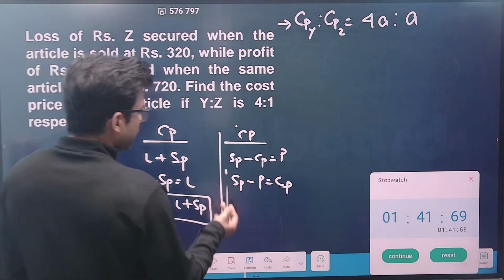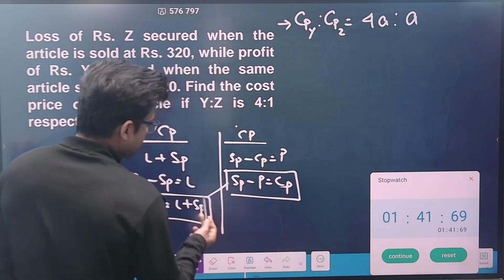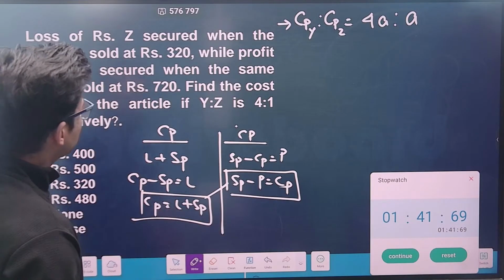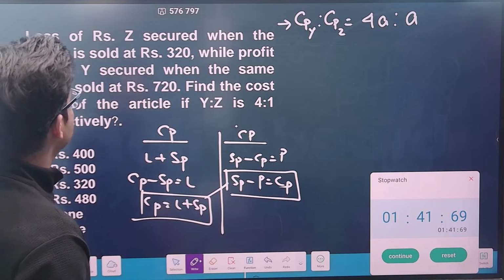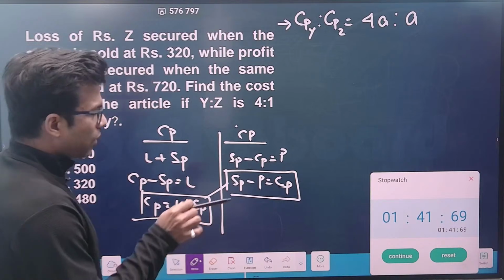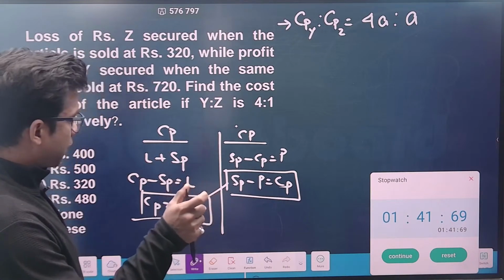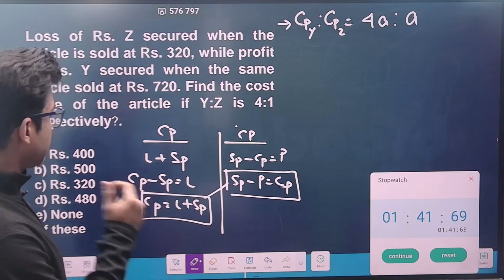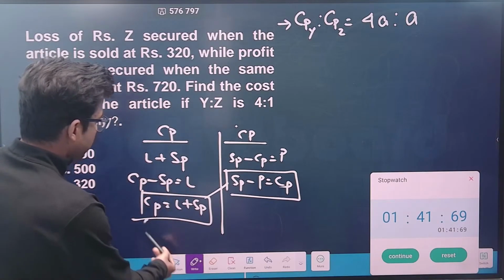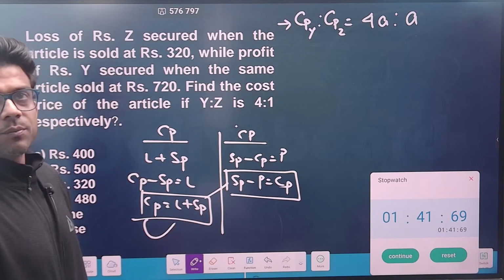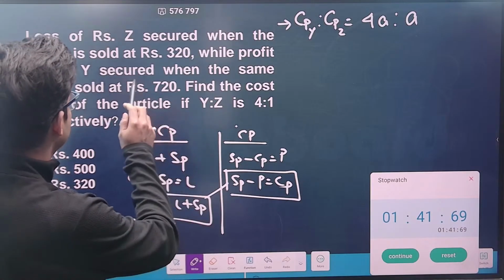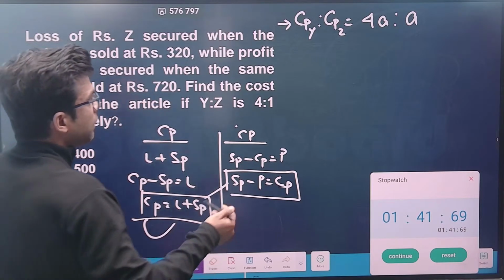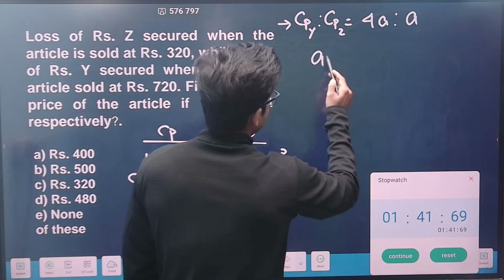So what I'm using is these two conditions in this question. First is a loss of rupees Z occurred when the article is sold. So when the article is sold, I can write the cost price in terms of loss. Cost price in terms of loss is loss plus the selling price. And they are saying it is sold at 320. So the loss plus selling price would be A plus 320, correct?